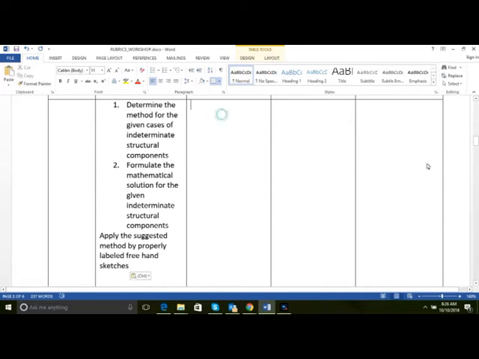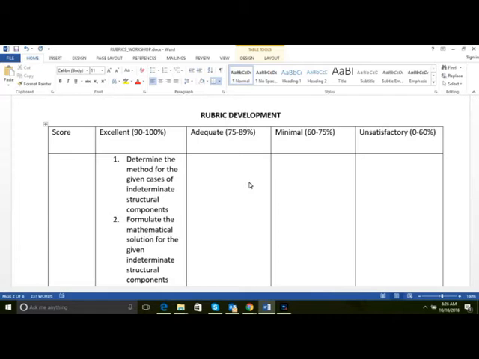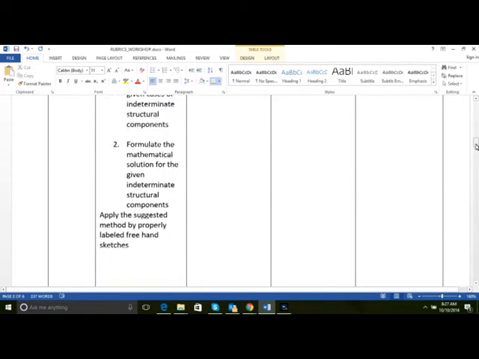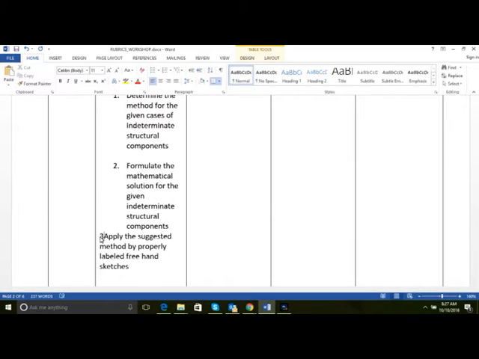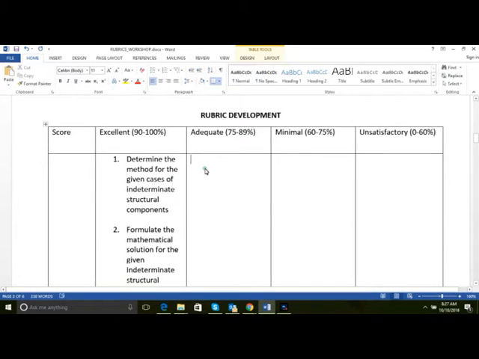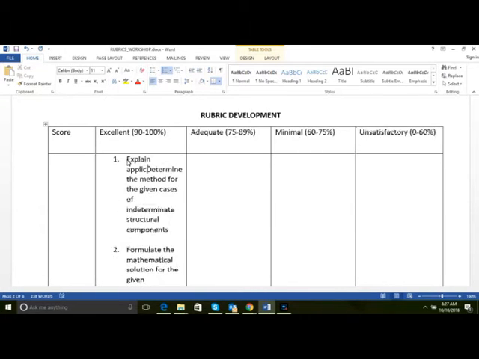Let's copy down the sequential steps into the excellent category. And let's further improve the language for the highest expectations. The first step is explain applicable methods. Here, all methods were discussed, like slope deflection, moment distribution, and force deformation methods.